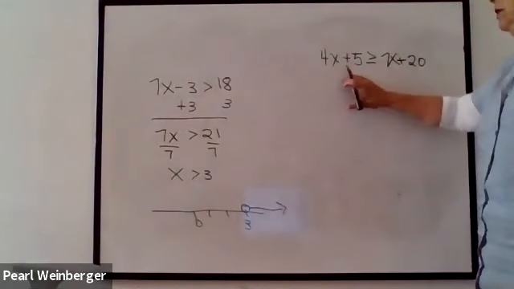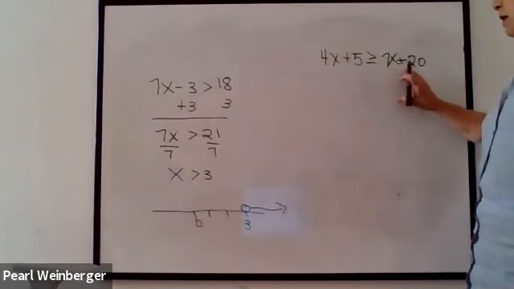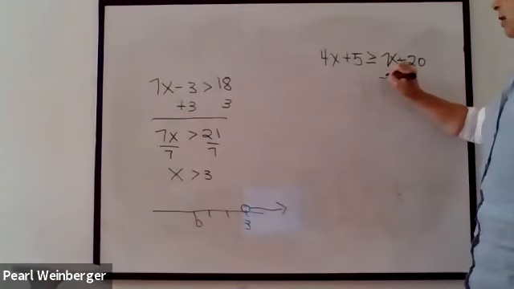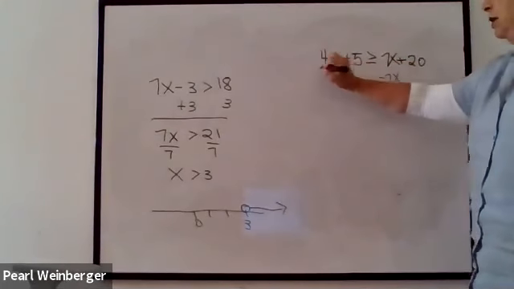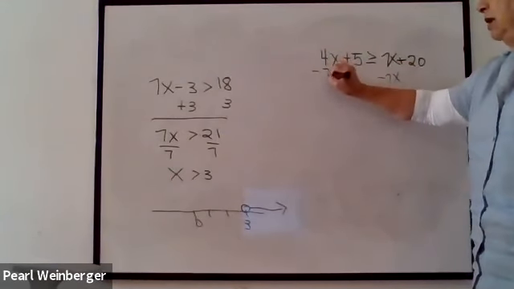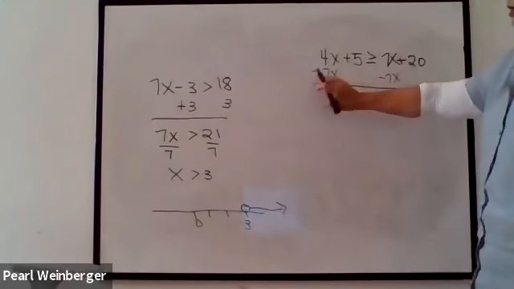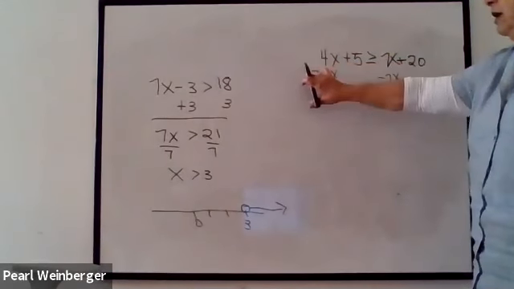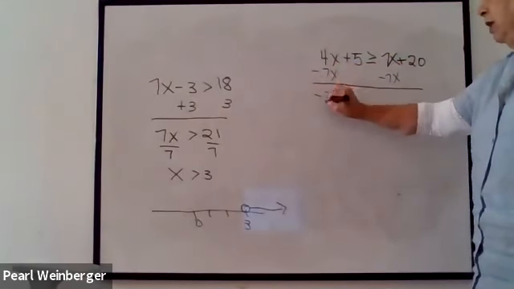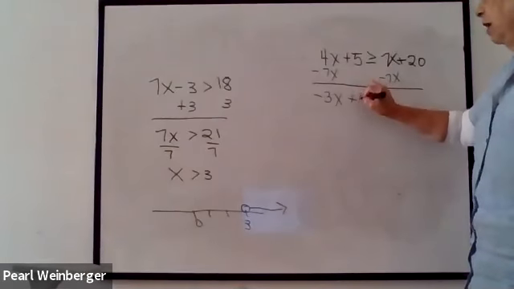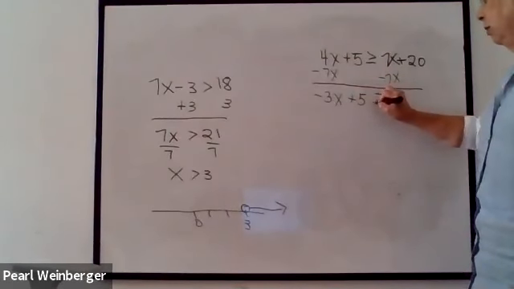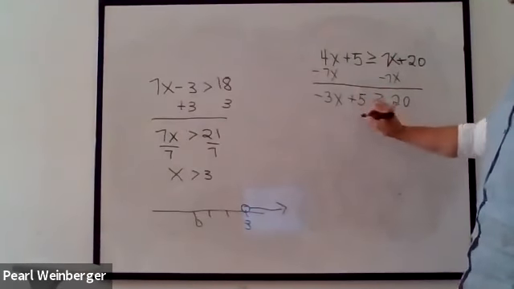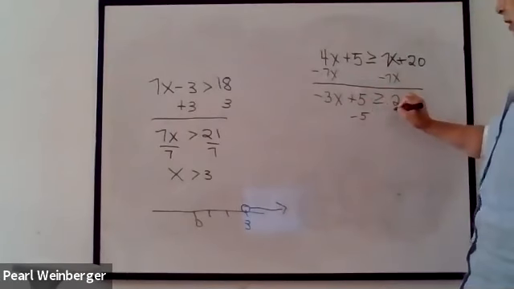Okay, we have 4x plus 5 is greater than or equal to 7x plus 20. The first thing I want to do is get those x's to the left side. So I'm going to subtract 7x from both sides. As I said, in an inequality, it's very important that you always be left with the x's on the left side. So we have 4x and negative 7x, which gives us negative 3x plus 5 is greater than or equal to 20. The next thing I have to do is get rid of this 5, so I'm going to subtract 5 from both sides.